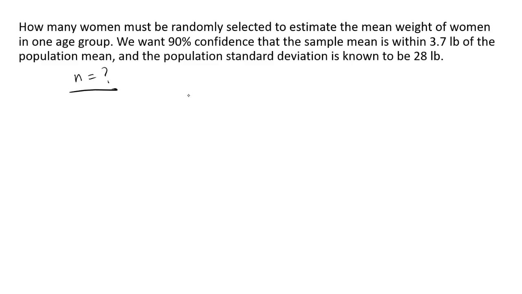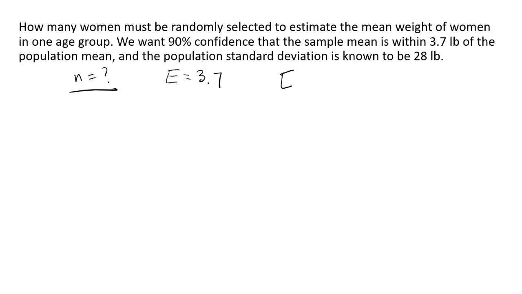And you want to estimate the mean with the margin of error as 3.7. That's how you should read this: the sample mean is within 3.7 pounds of the population mean, which means that the difference between the sample mean, which is an approximation to the population mean, is less than 3.7. So that's the margin of error.